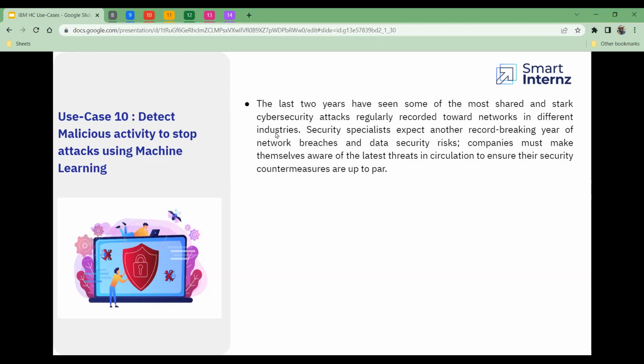In the last 2 years we have seen some of the most widespread and stark cybersecurity attacks regularly recorded towards networks in different industries. It's not only affecting people, it's affecting industries like IT, where attackers can send a phishing message and get all the relevant data. You all know the payment gateways. When you are buying some product, there will be a payment gateway, like a PayPal gateway or a UPI gateway, and there are different types available.